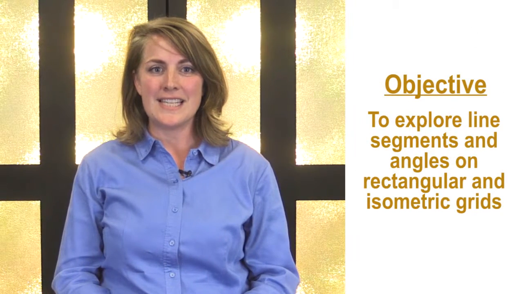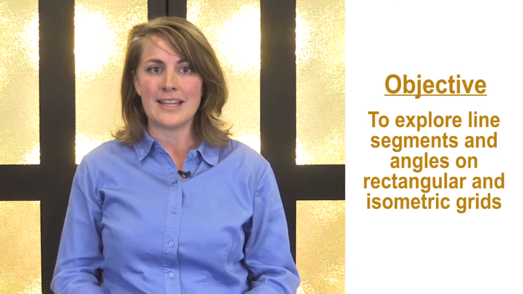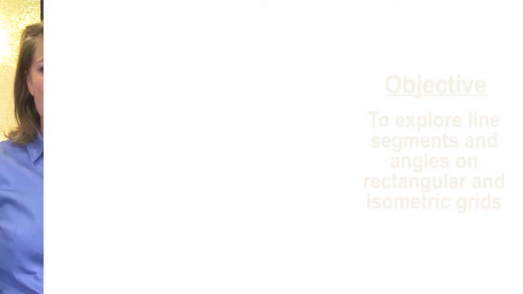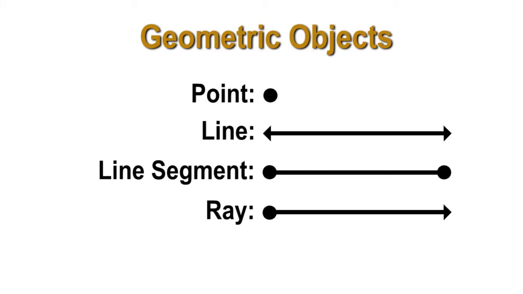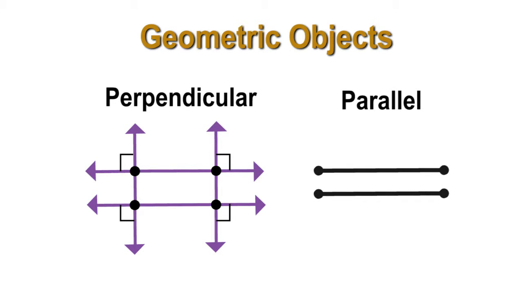The objective of this lesson is to explore line segments and angles on rectangular and isometric grids. Students will describe and draw perpendicular and parallel lines and line segments in two-dimensional shapes. In previous lessons, students became familiar with lines and line segments. In this lesson, we will be examining two special sets of lines and segments, perpendicular and parallel.